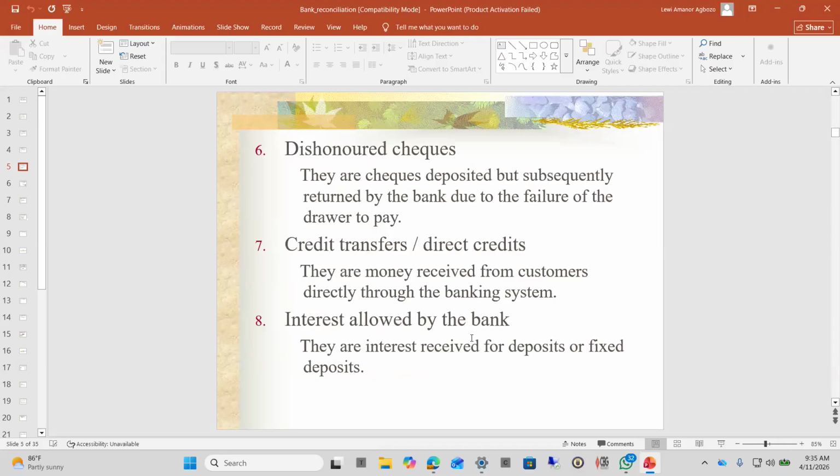Now the 16th thing that can bring differences between the bank statement and the cash book is what we term as a dishonored check.